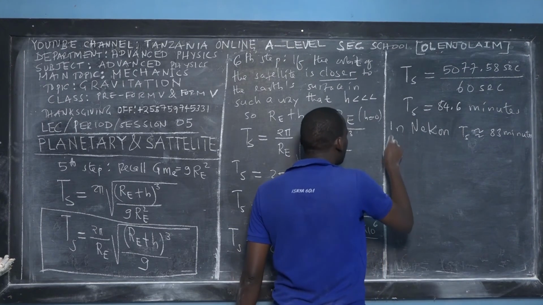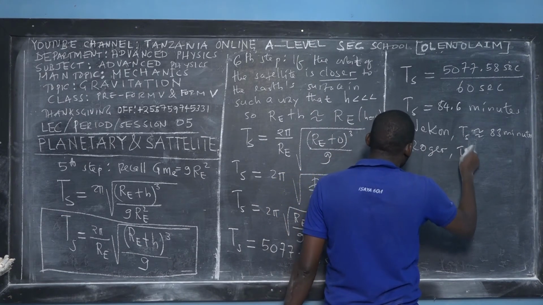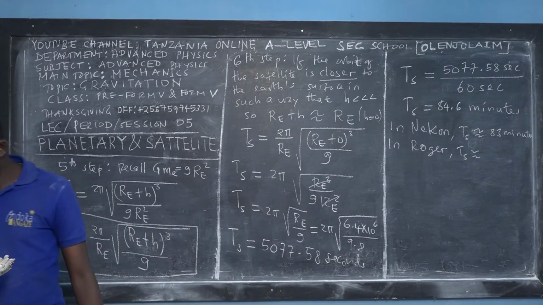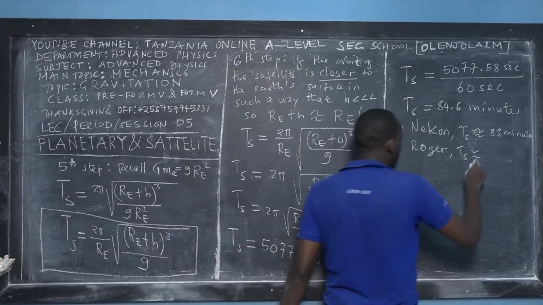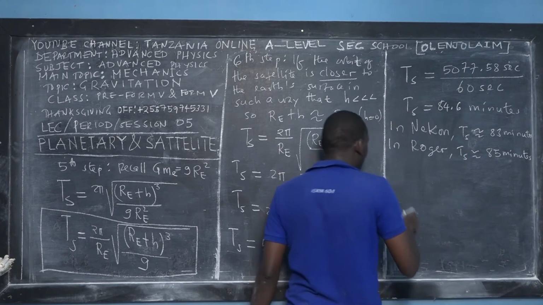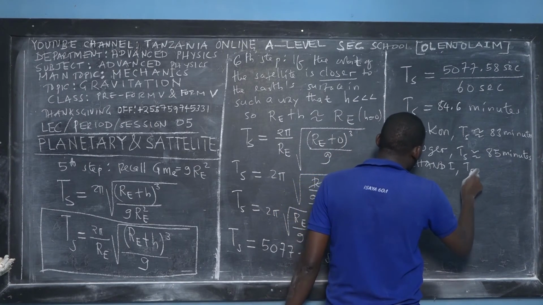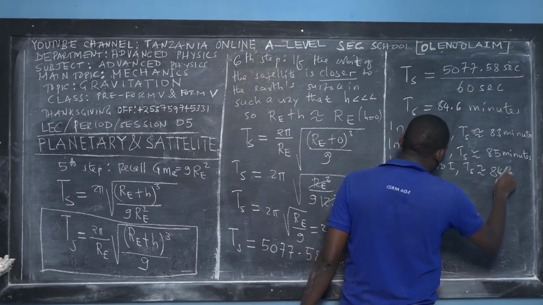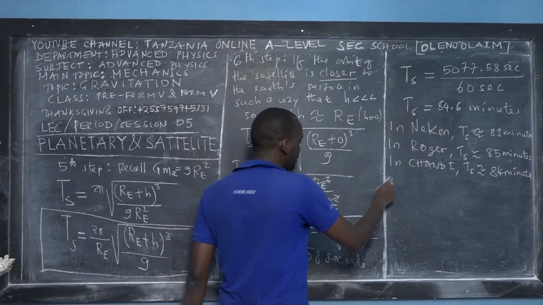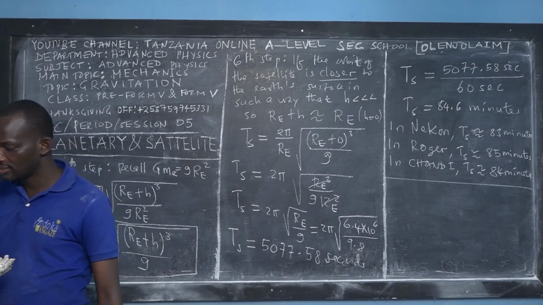Again, I have referred to the book by Roger and Lancaster. This one also estimates the period at 85 minutes. In Chand 1, it is 84. You have to go through all of these books, my dear student. In Chand 2 and Chand 1, we say that this period is approximately equal to 84 minutes. So that's the period of a satellite revolving near the Earth's surface.